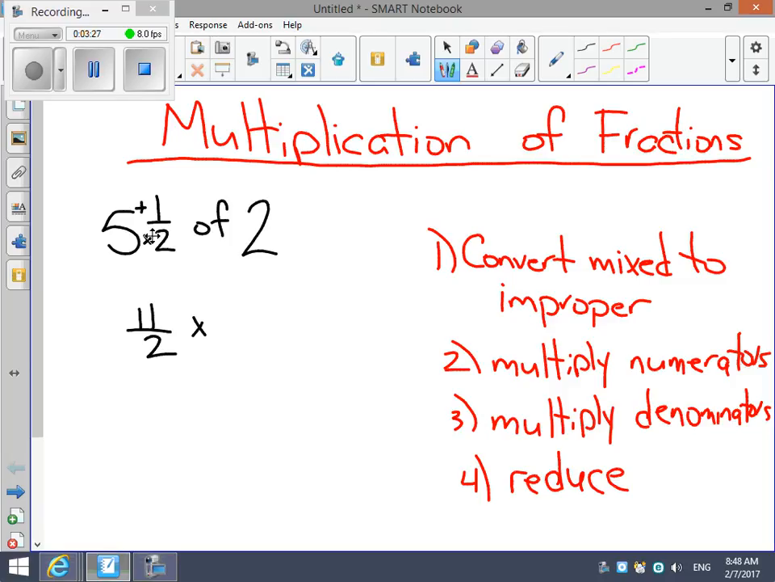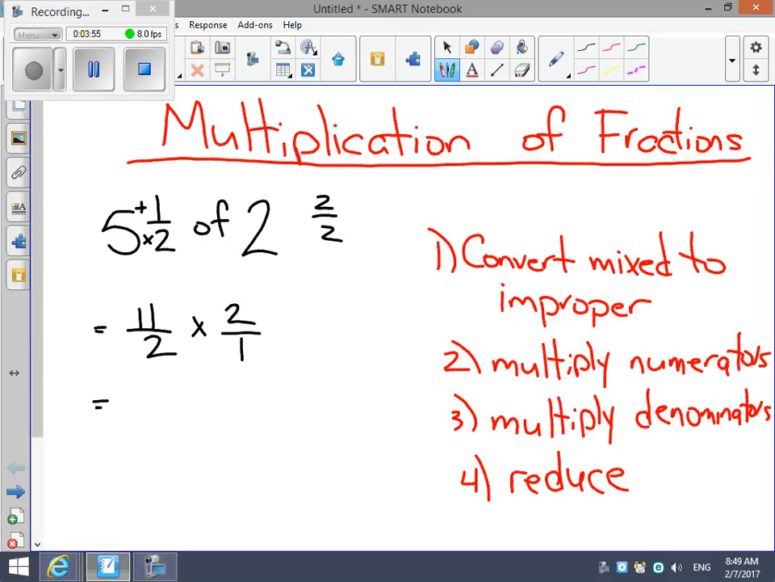Of simply means multiplication. And now 2. We have to express 2 as a fraction. And some kids make a big mistake and say 2/2. That's not quite right because 2 divided by 2 is 1, so that doesn't give you the same number as 2. But if we're trying to write this as a fraction, 2/1 is the only way to write 2 as a whole number as a fraction.